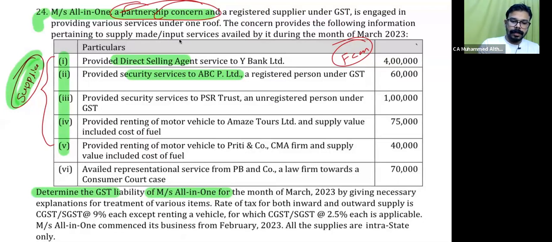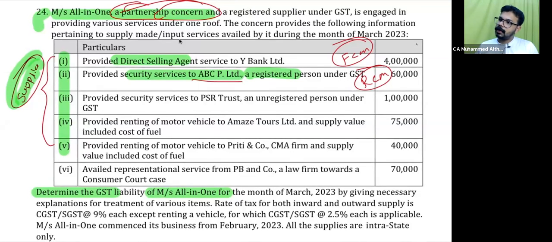Who is the recipient here? ABC Private Limited is a registered person. So both combinations are correct, right? So whether it is FCM or RCM, it is RCM. So who shall pay the GST in case of RCM? The recipient. Who is the recipient here? ABC Private Limited. They will pay. We don't have to add this with the all-in-one partnership firm. Right.